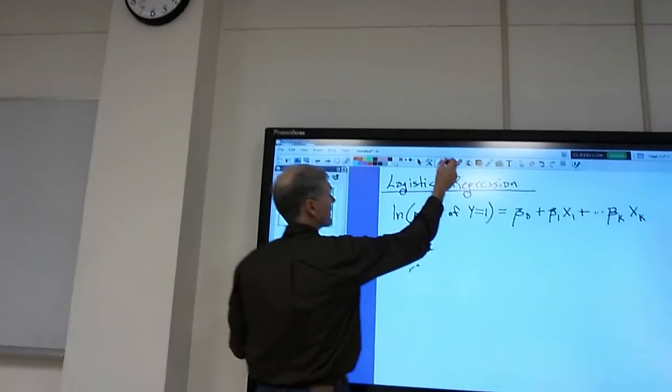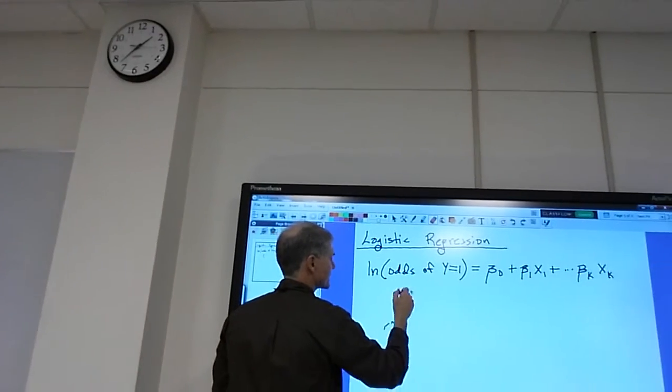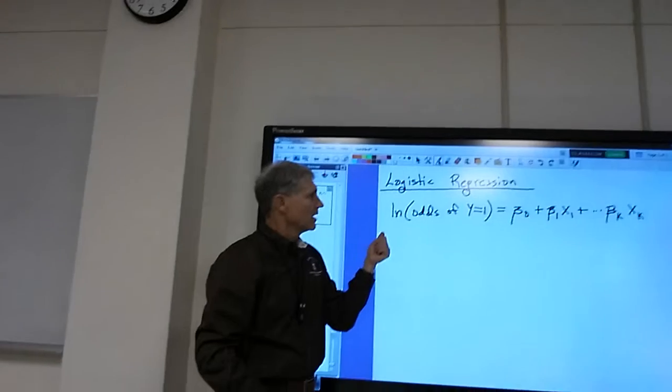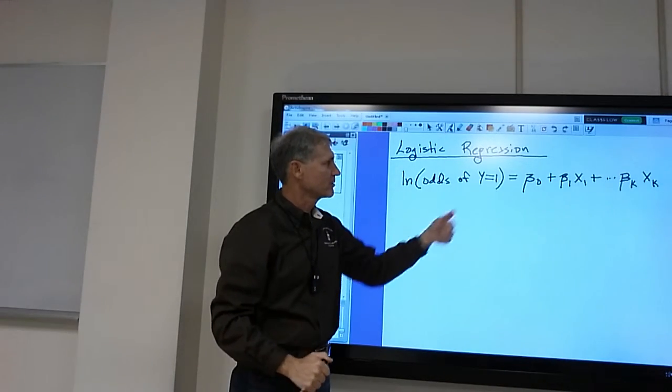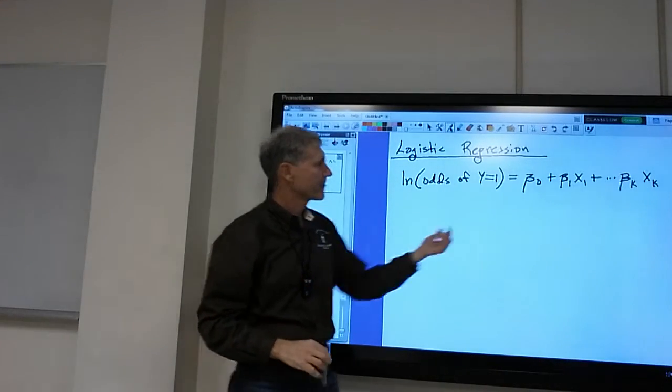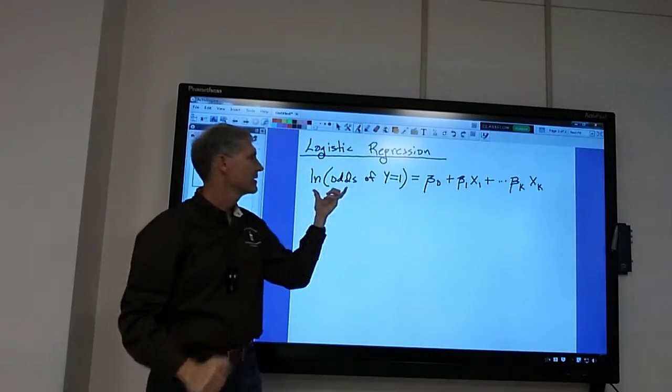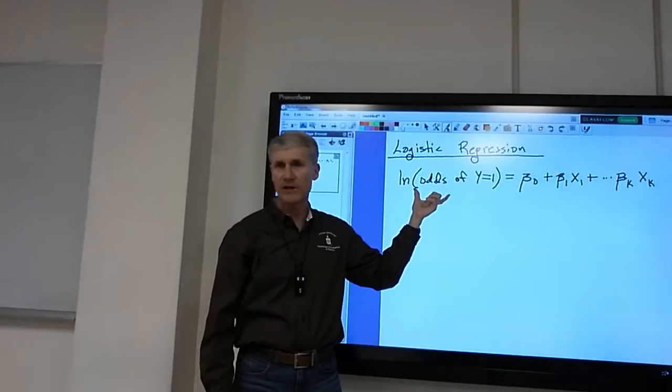As such, we fit the logistic regression model just like we would multiple regression, but no error term, and we've done this logit transformation.